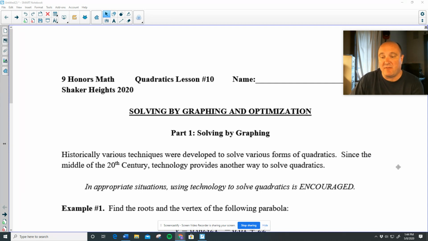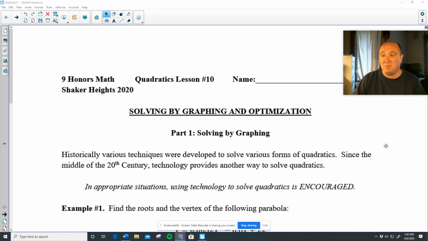Many of you solved by graphing back in Algebra 1 in 8th grade. We teach you all these methods to find vertices and find roots by factoring and by completing the square and the quadratic formula. But ever since about the middle of the 20th century, we've had technology that'll do this for us.